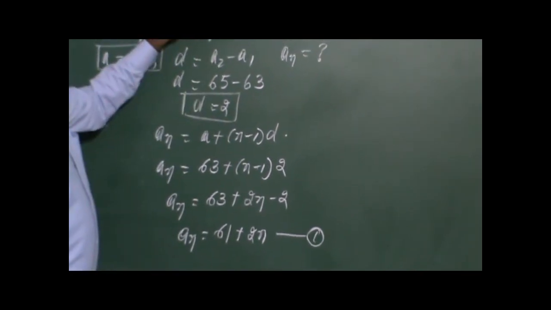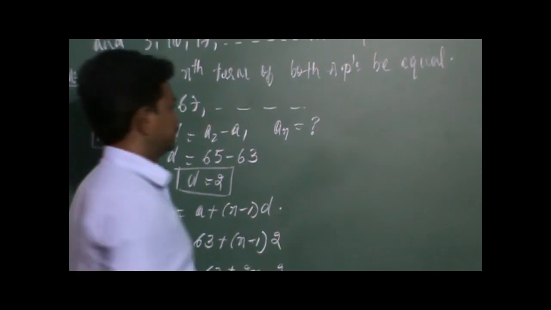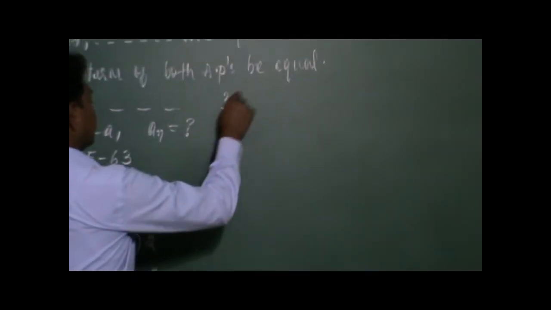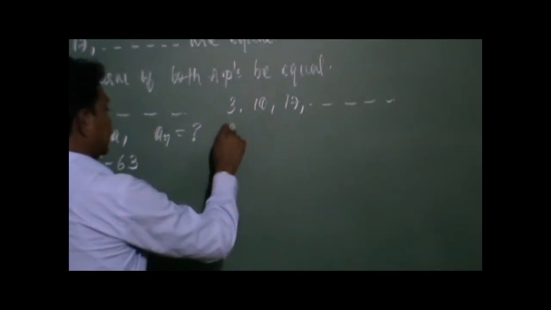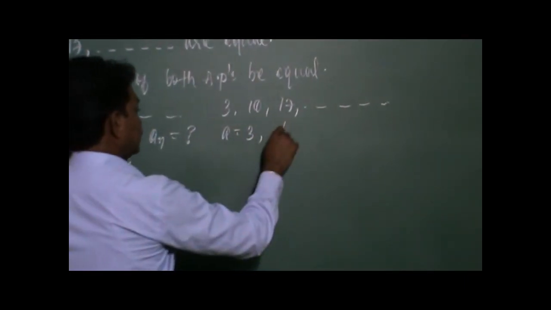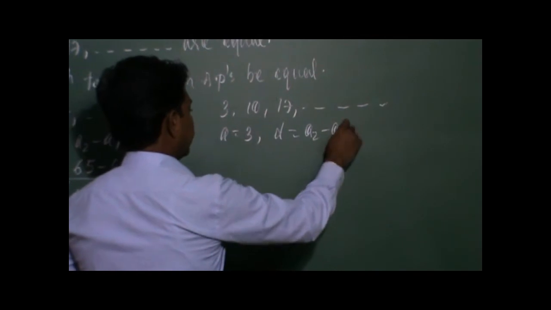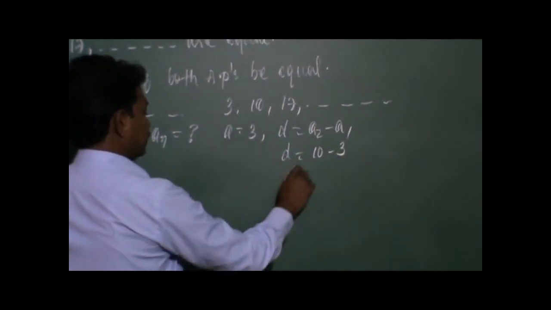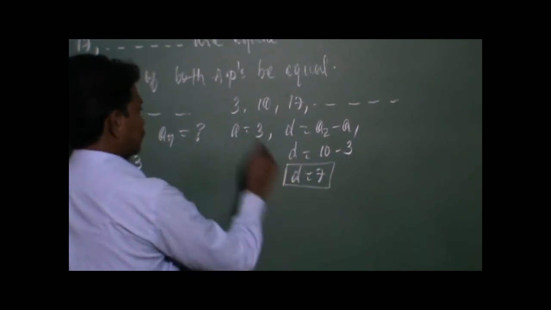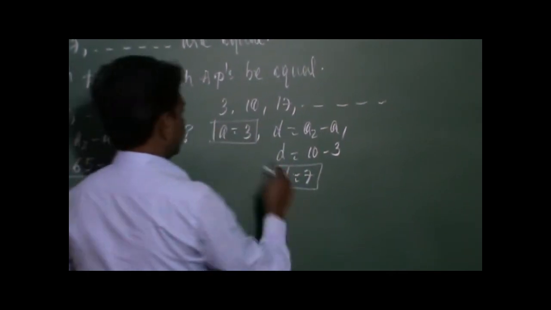Now we will find out the nth term of the second AP. So 3, 10, 17, and so on. So A is equal to 3, D is equal to A2 minus A1, D is equal to 10 minus 3, D is equal to 7. So we have got A and D.